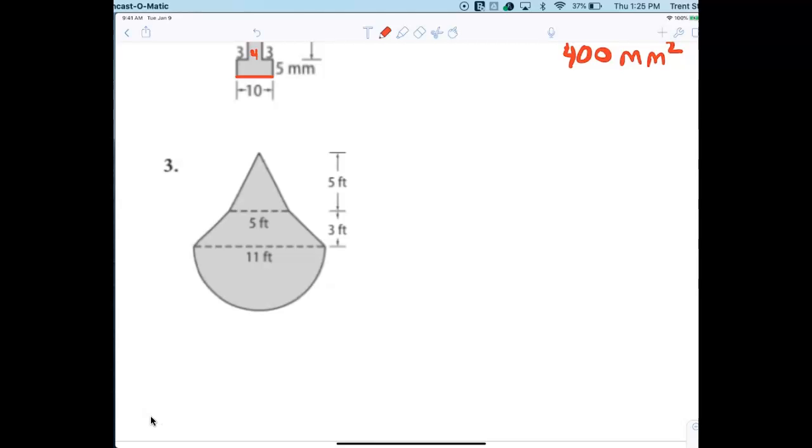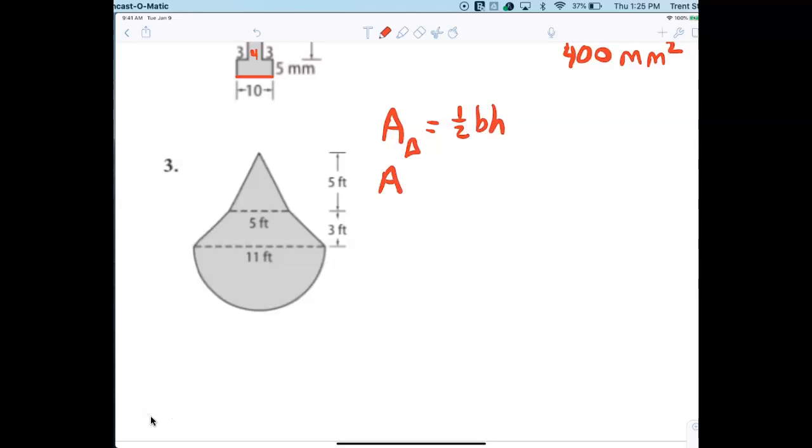So I have the area. What are the 3 shapes? They kind of give it away here. A triangle. So I want the area of a triangle. Tell me the formula for area of a triangle. Base times height divided by 2. Yep, but I like to say 1/2 base times height.